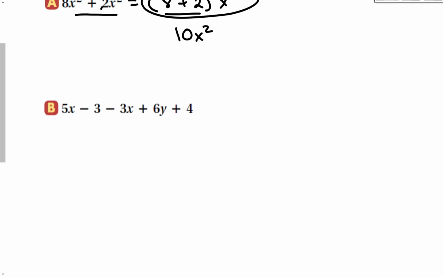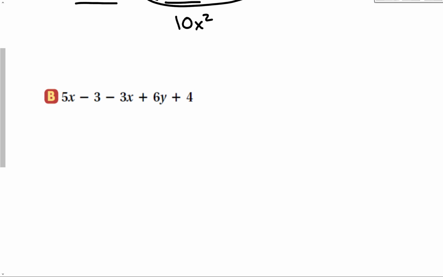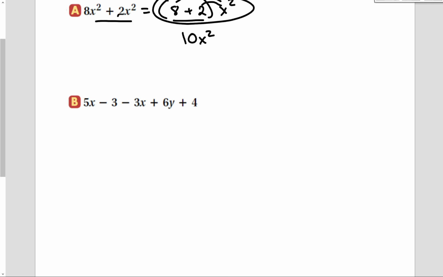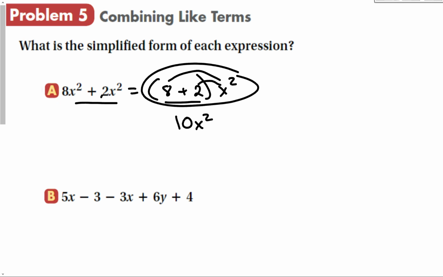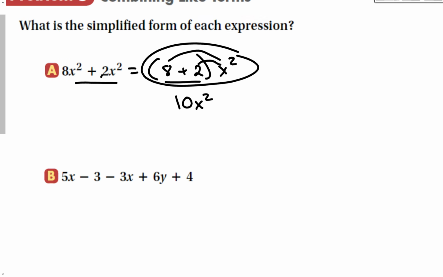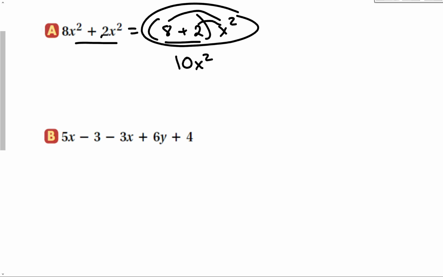Okay? Let's look at part B, and let's take this really slowly. We could, of course, rearrange this with the commutative property so that the things we want to add are right next to each other. Use the distributive property to separate everything the way we did in part A. But let's just take a look at this.